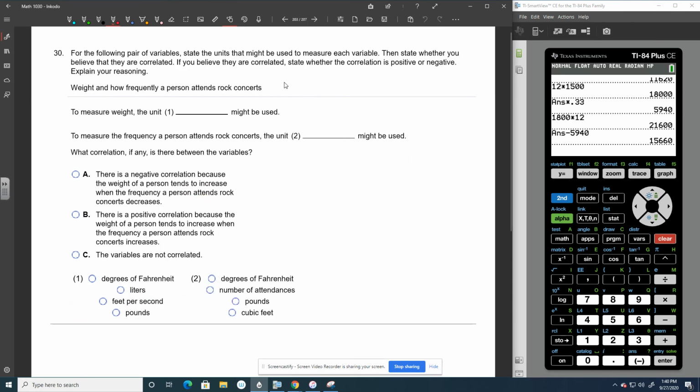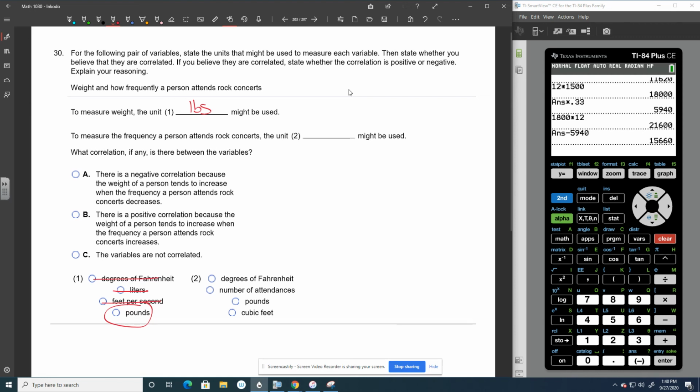Okay, 30. For the following pair of variables, state the units that they may use to measure, then state whether you believe they are correlated. All right, so to measure weight and how frequently a person attends rock concerts. So to measure weight, we might use pounds. And it does give you that right here. Degrees, no. Liters, no. Feet per second, no. Pounds, yes. It'll give you a drop-down menu.